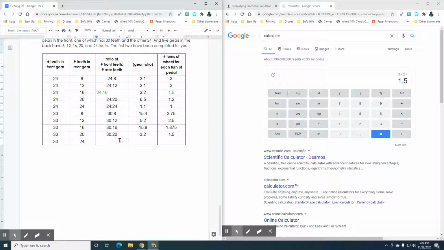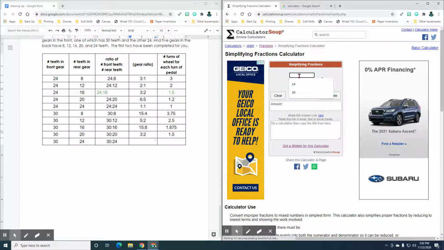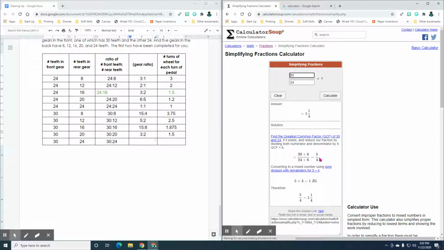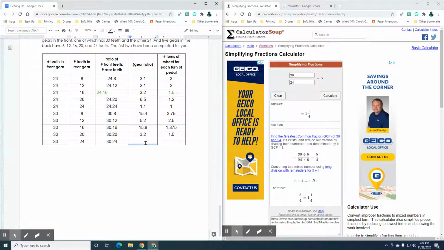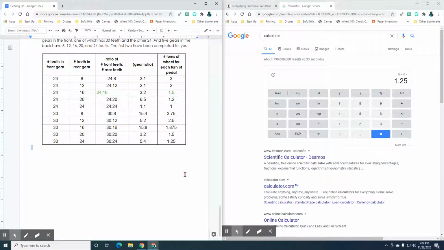And the last one, 30 ratio to 24. 30 over 24. Simplify that fraction for us. It's 5 to 4. Let's go see what 5 divided by 4 is. Ding, ding, ding. 1.25. Look at that. So that's how you were supposed to fill that in.